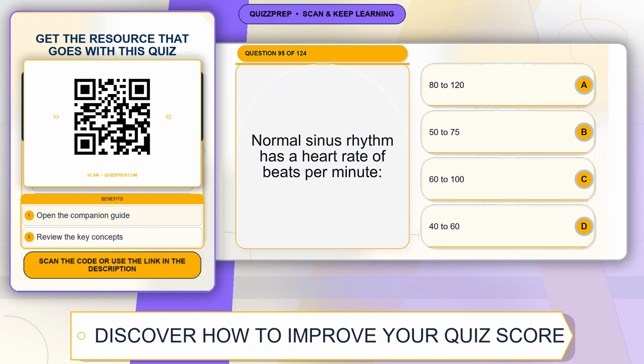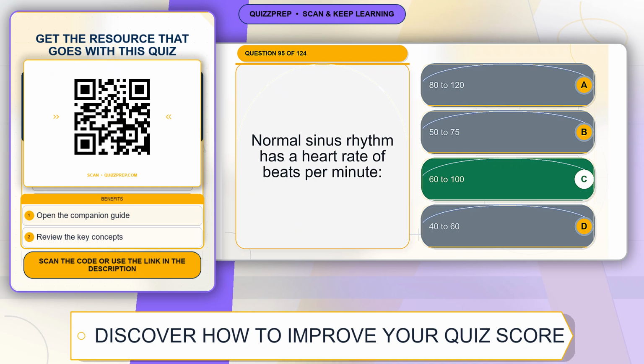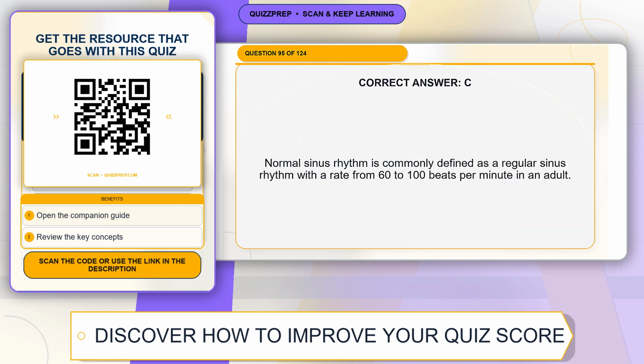Question 95. Normal sinus rhythm has a heart rate of blank beats per minute. Option A, 80 to 120. Option B, 50 to 75. Option C, 60 to 100. Option D, 40 to 60. The correct answer is option C, 60 to 100. Explanation. Normal sinus rhythm is commonly defined as a regular sinus rhythm with a rate from 60 to 100 beats per minute in an adult.